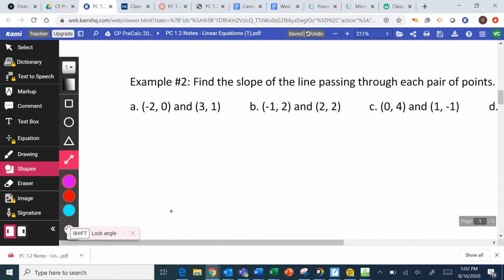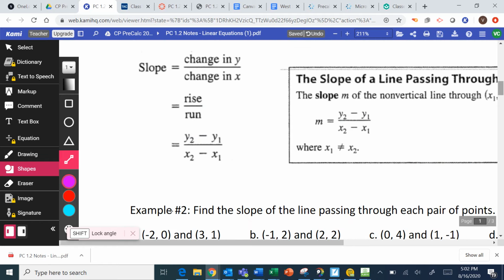All right, our next section is finding the slope. And here's the formula for finding the slope. Again, Algebra 1 review. Hopefully this is pretty easy for you to go through. We subtract the two y coordinates over subtracting the x coordinates in the form of y2 minus y1 over x2 minus x1.